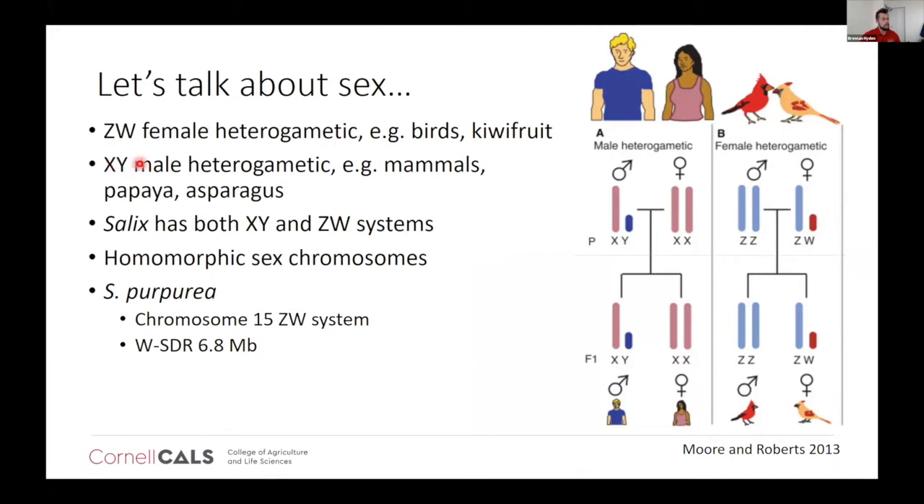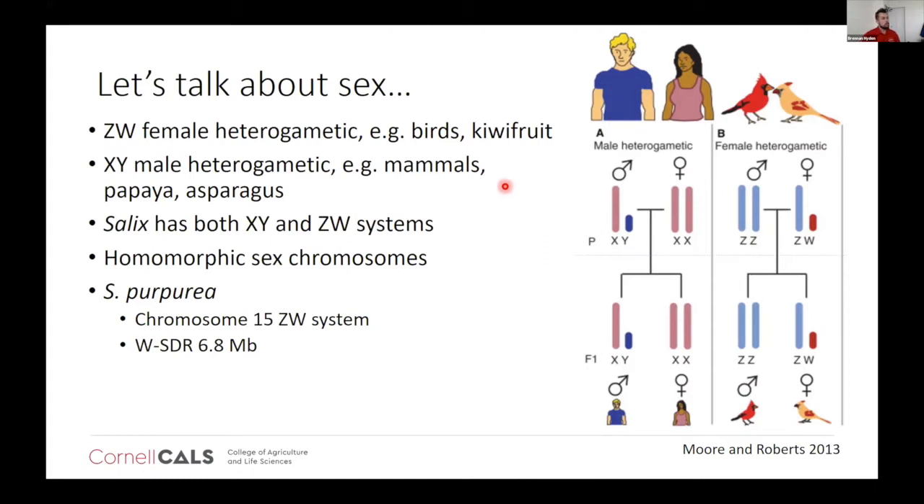In an XY system, in contrast, the males are heterogametic. So males are XY, females are XX, and Y is inherited through the male line. And so this is probably the one you're familiar with in mammals, including humans. Also, papaya and asparagus are some crops that have this system as well. So Salix is really interesting because we see both XY and ZW systems in this genus.